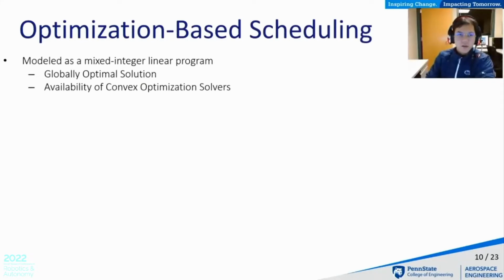It is modeled as a mixed integer linear program because the algorithm to solve this program is deterministic and can always provide the globally optimal solution. In addition, there are a lot of high-performance convex optimization solvers available, including both open source and commercial ones, which are fast enough to solve for a solution in an online fashion.